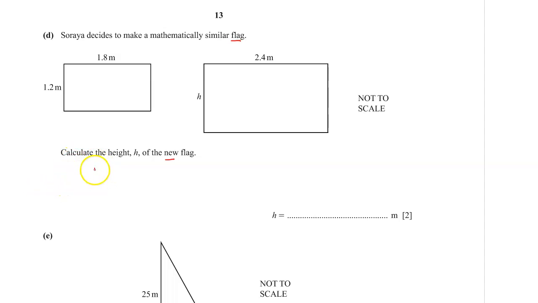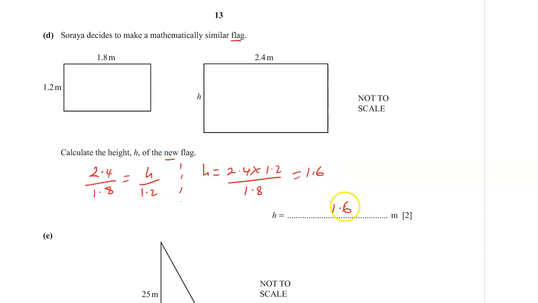So if you take 2.4 upon 1.8, that is equal to h upon 1.2. Therefore, you make h the subject. h is equal to 2.4 times 1.2 divided by 1.8. You'll get the answer to be 1.6. 1.6 is the height h.